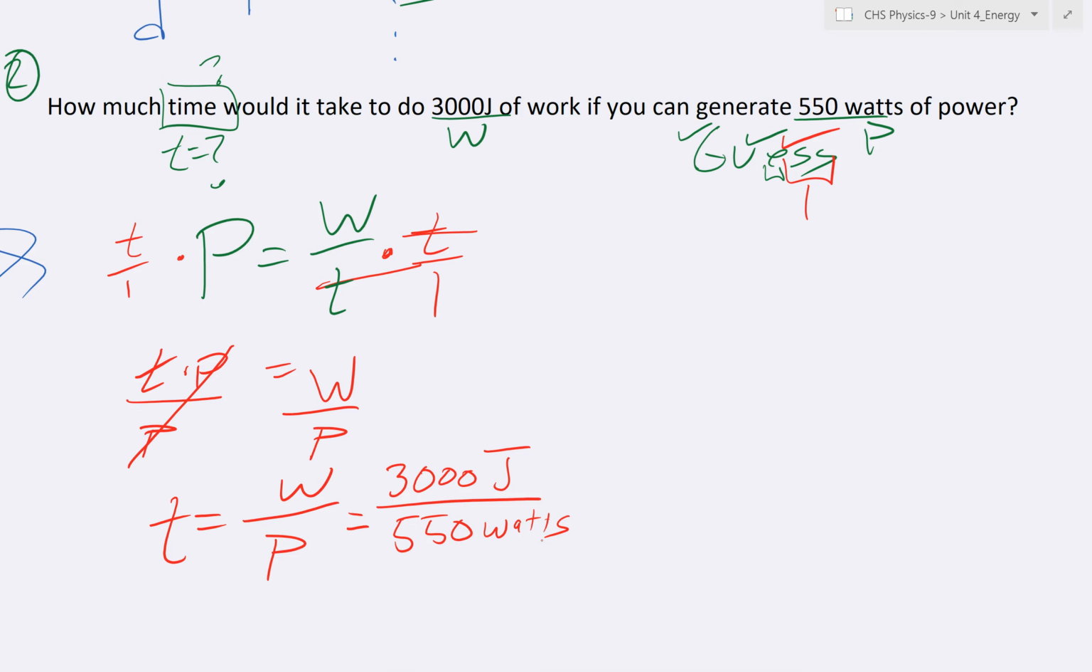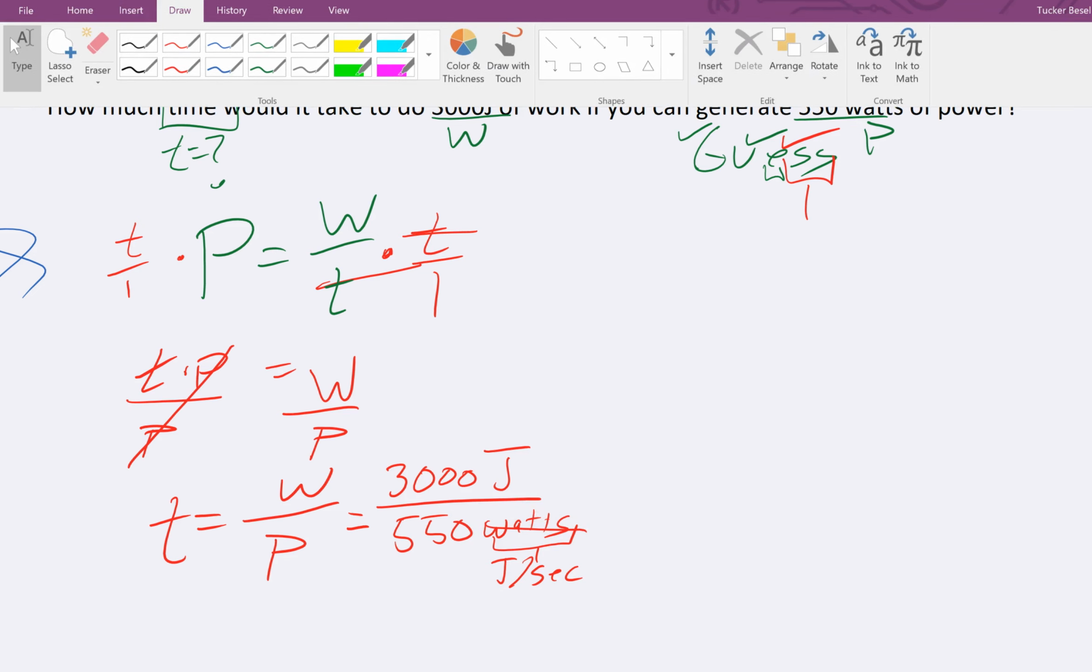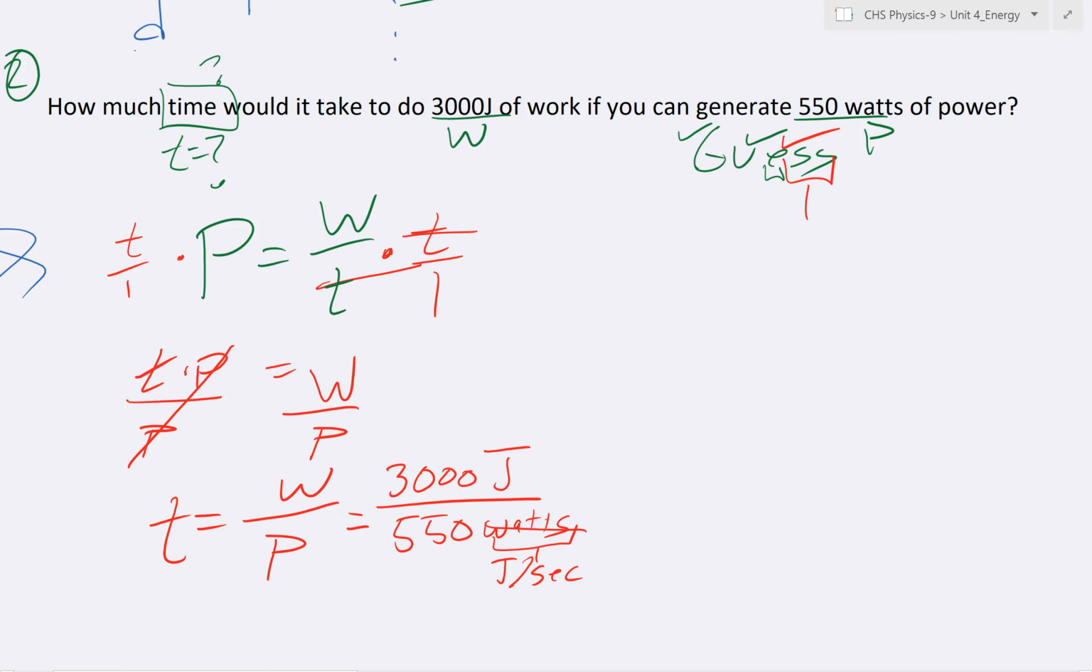And then it's always a good idea to check your units. Remember that watts are really a joule per second. And so I'm going to switch colors again. I have joules on the top and the bottom, and I've got something over something seconds. So I'm left with seconds. Time measured in seconds. I have it set up properly.